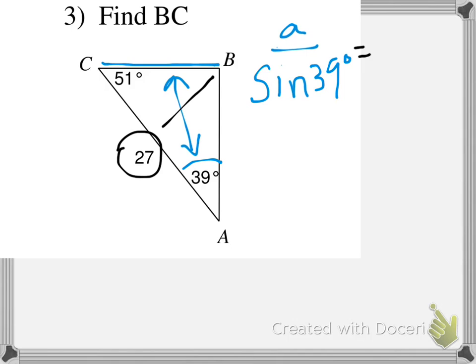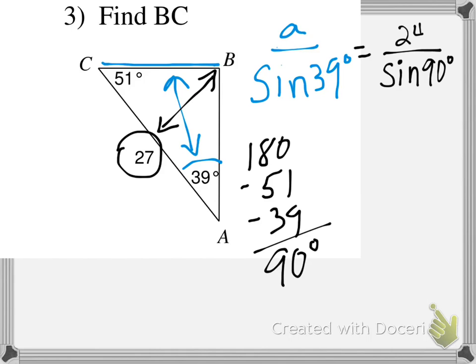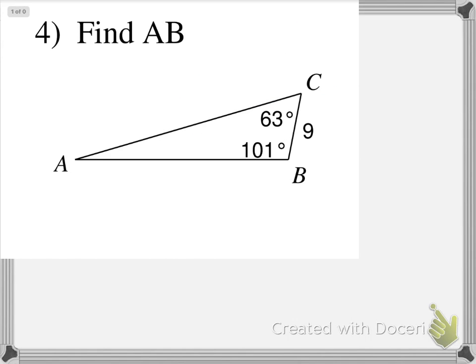I must use that, and I do not have angle B, so I'll have to subtract again. I'll have to do 180 minus 51 minus 39, and when I do that, I get 90 degrees, and now I can proceed. Which, by the way, I could apply the right triangle rules to this if I wanted to, but I think that using the law of sines is actually simpler than SOHCAHTOA. Alright, again, continue setting them up.